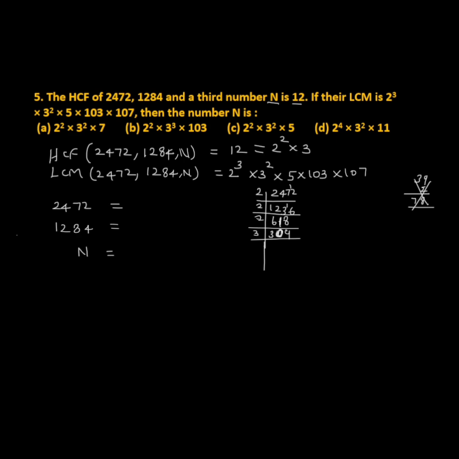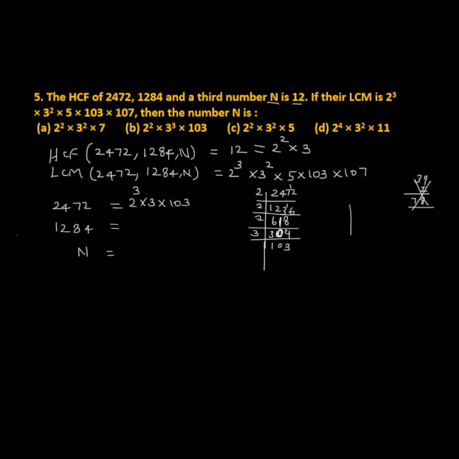Next, the 3 table gives 103. Now 103 we cannot divide; 103 is a prime number, so leave it. So the prime factorization of the first number is 2 power 3 into 3 into 103.